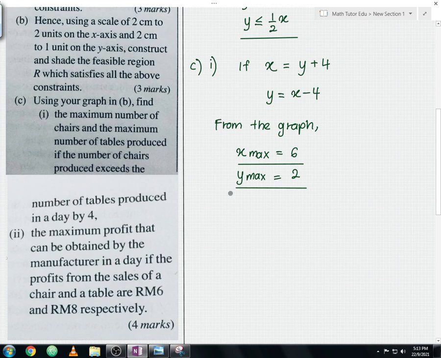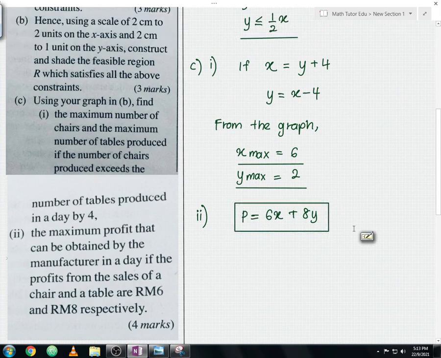From here, for the question C part 2, we need to come up with the profit equation, where P is equal to 6x, because profit for the chair is 6 ringgit, so 6 times x number of chairs, and then plus 8 ringgit times y number of tables. So this is your profit equation. So let me box this. Okay, so up until now, I hope you guys are clear.